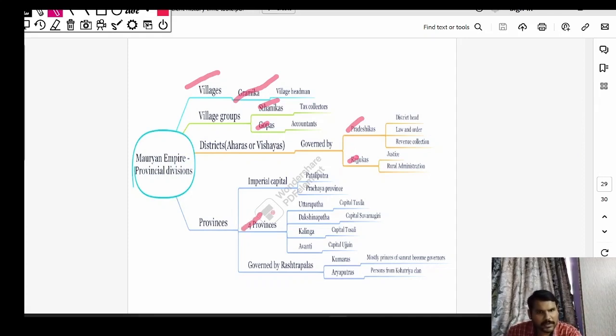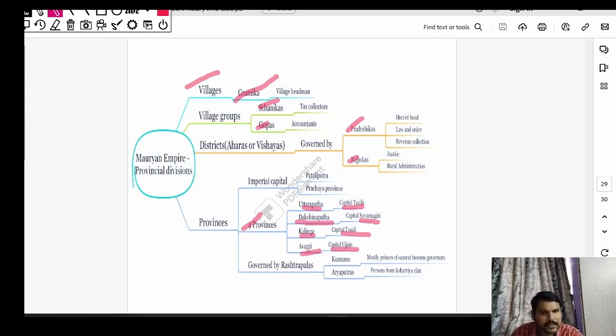And the four important provinces. The southernmost is Dakshinapada, capital Suvarnagiri, very important from the exam point of view. On the eastern side you have Kalinga, capital Toshali, very important. Remember, and Avanti. Avanti is one important province in Ujjain, and Uttarapada, capital Takshila, which is basically today's Afghanistan and that region, Pakistan, Afghanistan, etc.